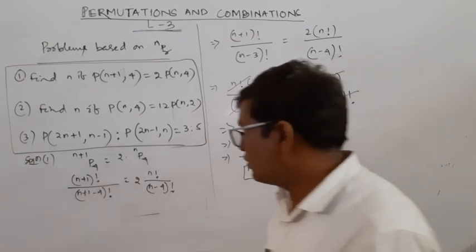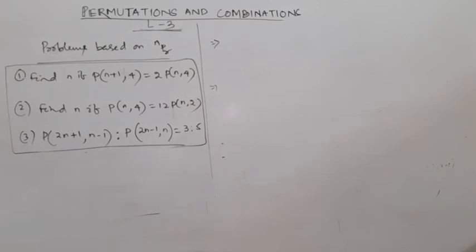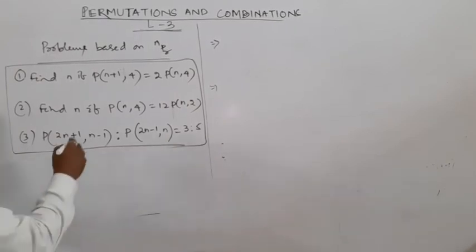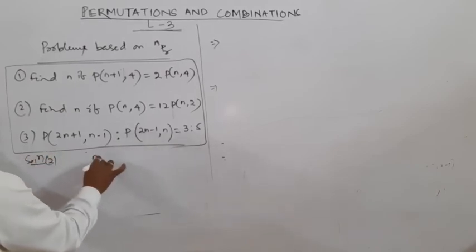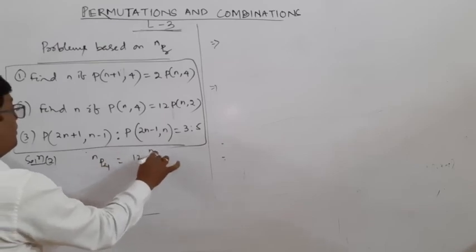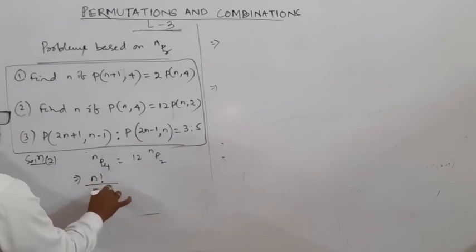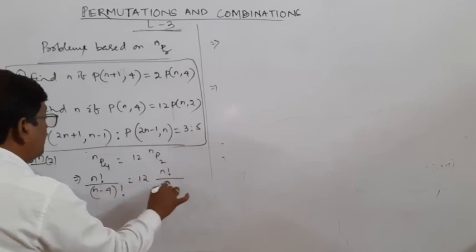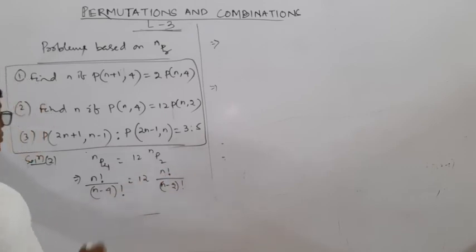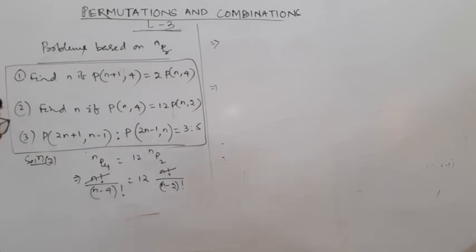Now the solution of question number 2: given nP4 is equal to 12 into nP2. So this implies n factorial divided by (n minus 4) factorial is equal to 12 into n factorial divided by (n minus 2) factorial. The n factorial cancels. Which is greater? n minus 2 is greater, n minus 4 is smaller.